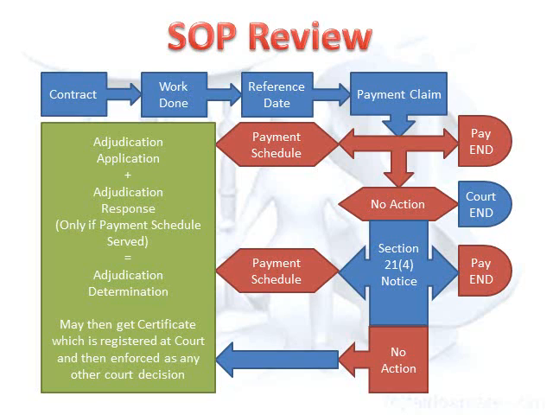5. The client has 10 business days to respond with a payment schedule if they come within the definition of a building practitioner. 6. The client has 20 business days to respond with a payment schedule if they are a private homeowner. This does exclude owner builders. 7. If no payment schedule is served, you may apply to the court for an order, or you may serve a Section 21(4) notice of your intention to go to adjudication.